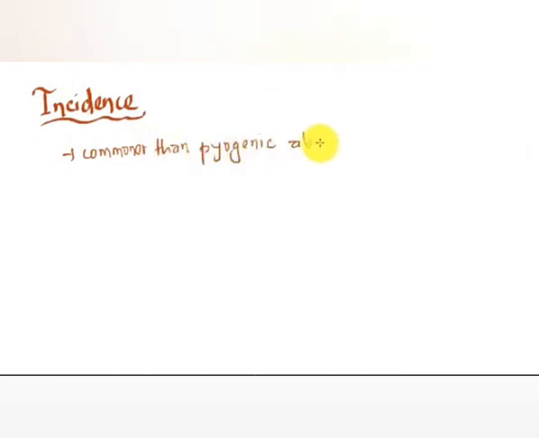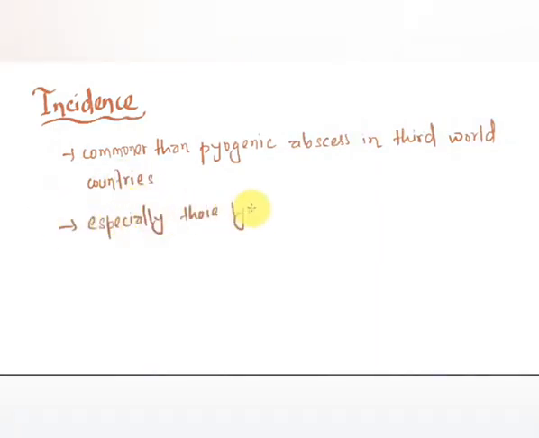Talking about the incidence of amoebic abscess, it is commoner than pyogenic abscess in third world countries, that are also known as developing countries. They are especially present in those lying in the tropical and subtropical regions.